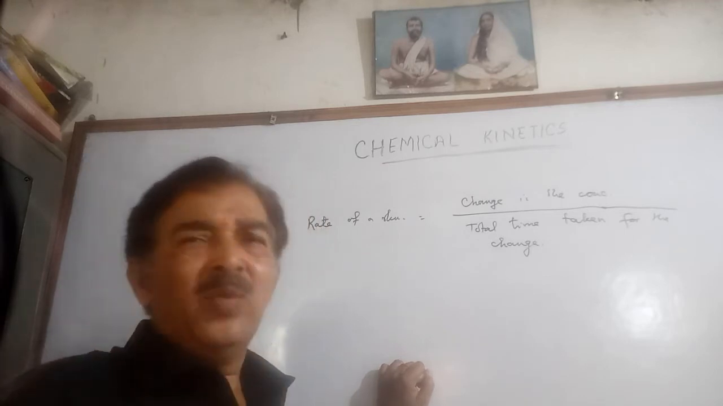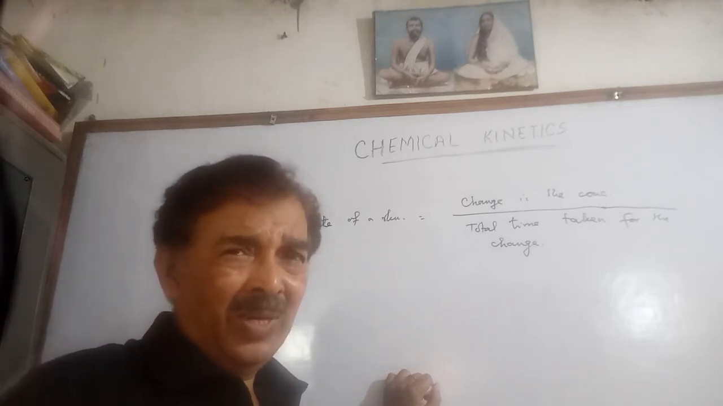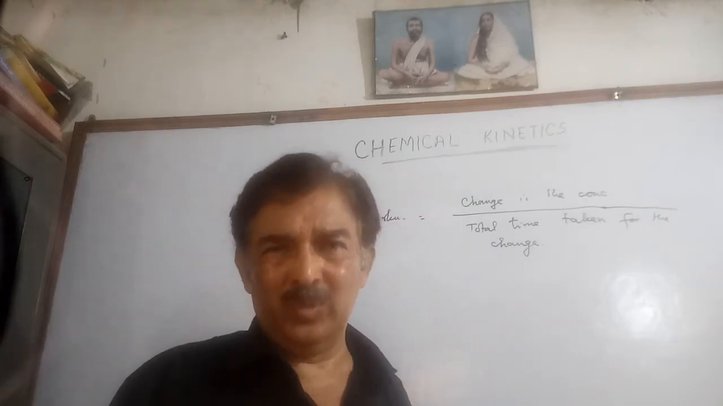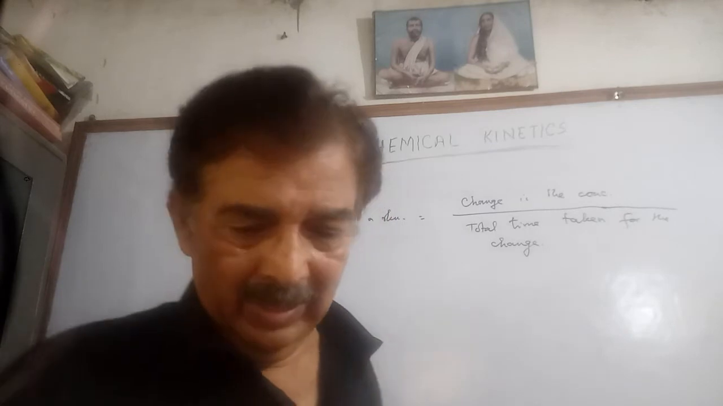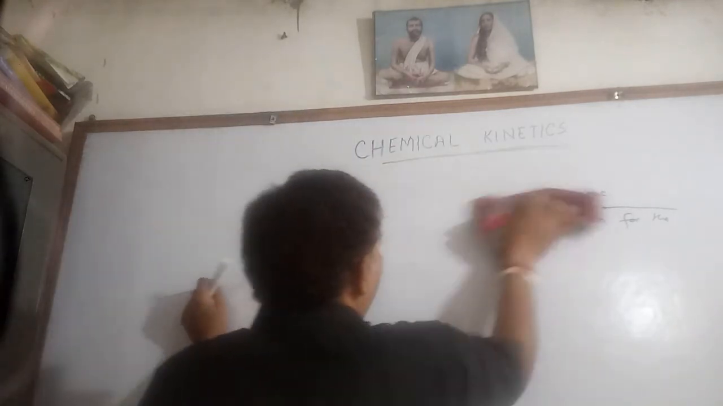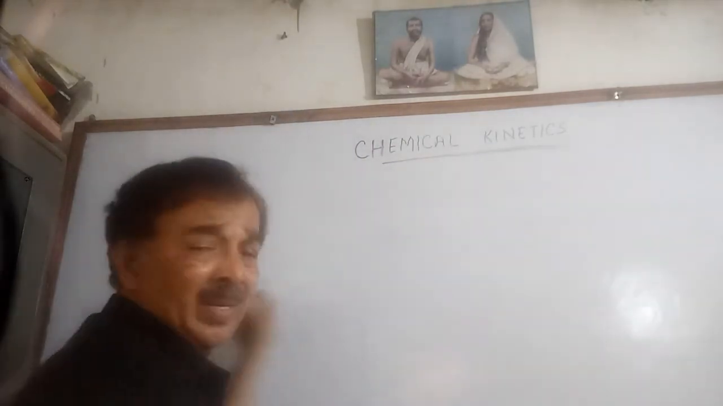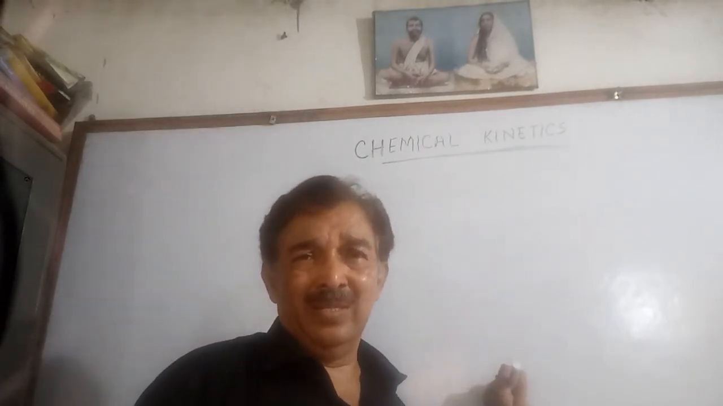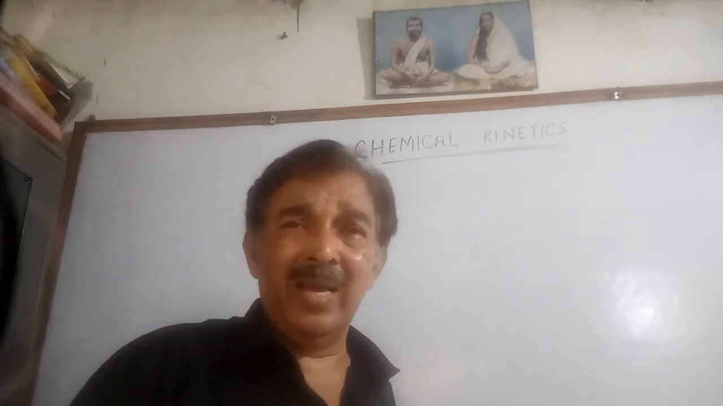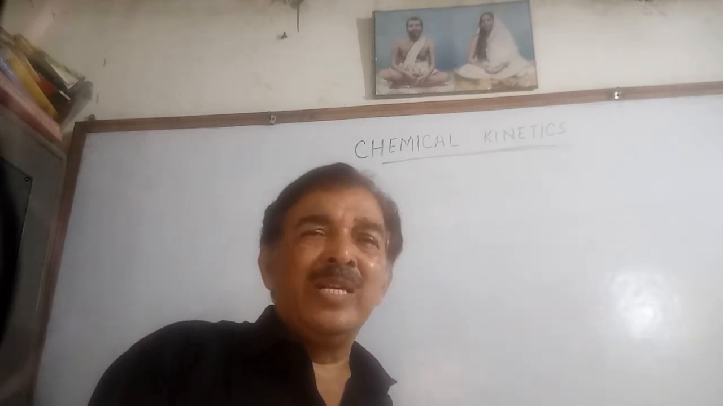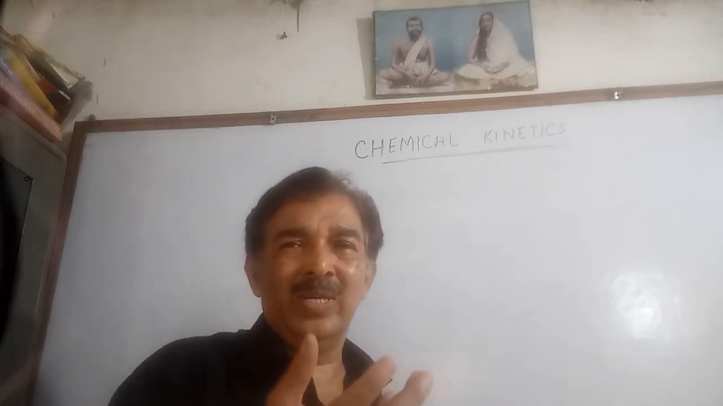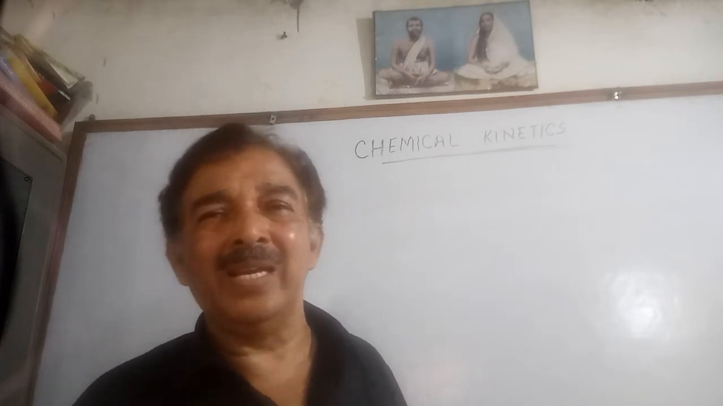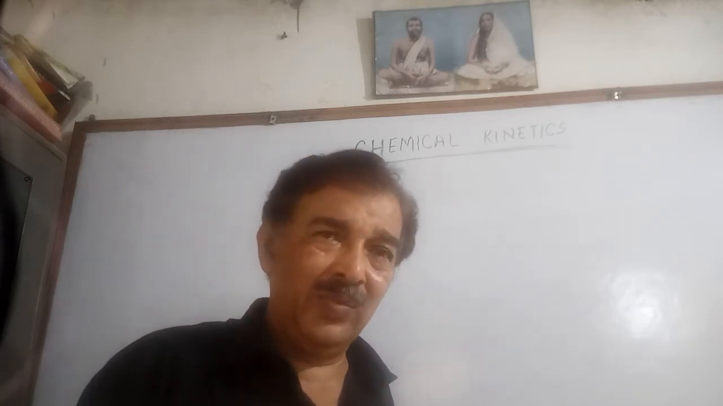Now, the rate of a chemical reaction can be calculated either in terms of a reactant or in terms of a product. So, the reaction rate can be determined as either the rate of decrease in the concentration of a reactant or the rate of increase in the concentration of any of the products.